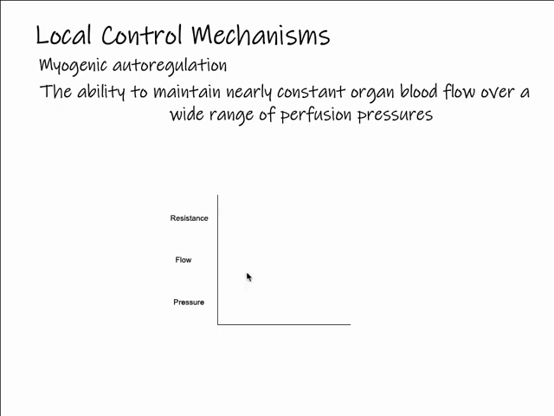So let's show how that plays out graphically. Let's imagine we're looking at three different variables: pressure, flow, and resistance.